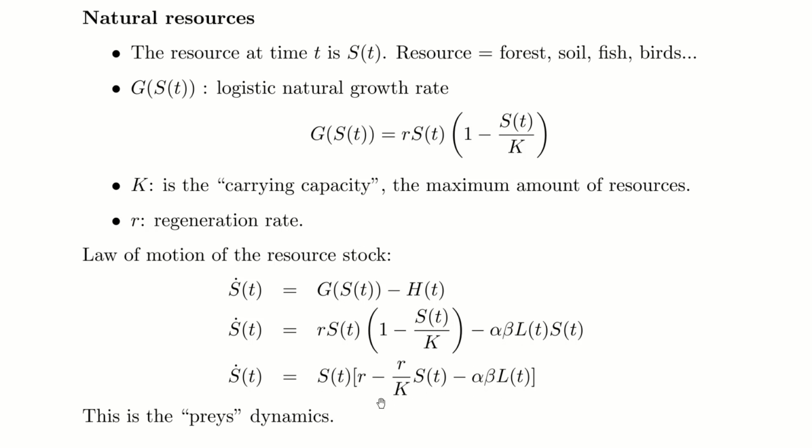The first S implies that more resources make the stock grow, but inside the parenthesis, we see that more resources actually bring S closer to the carrying capacity and also increase the effectiveness of harvesting, alpha beta SL. In the Lotka-Volterra model, resources here are the prey.